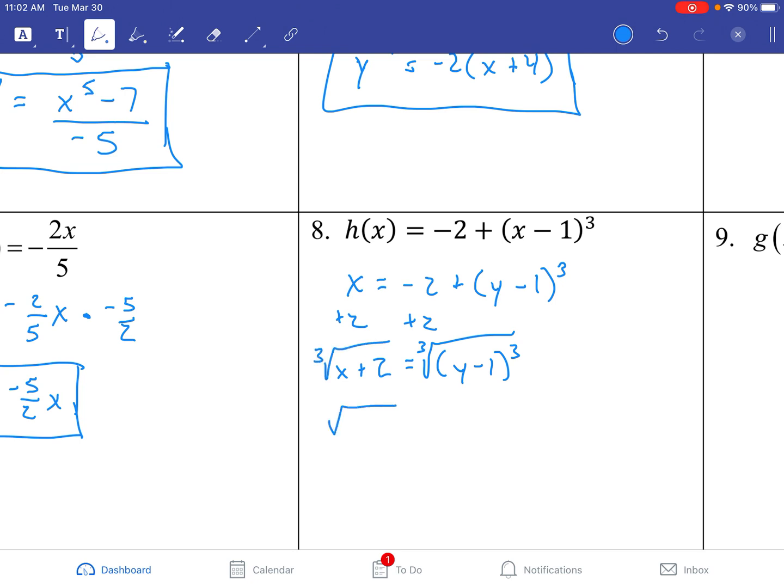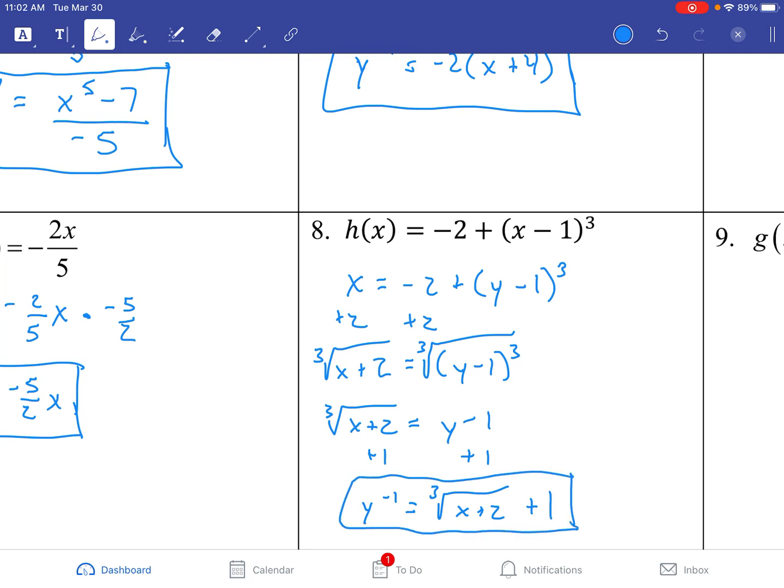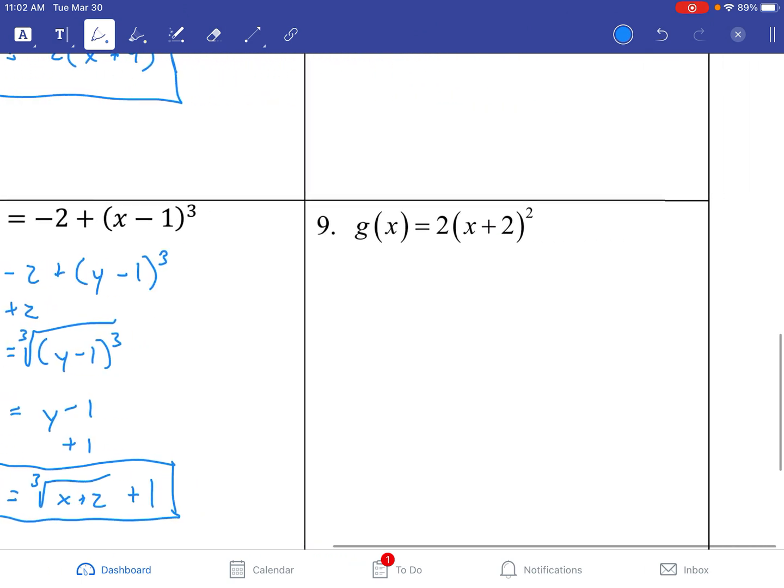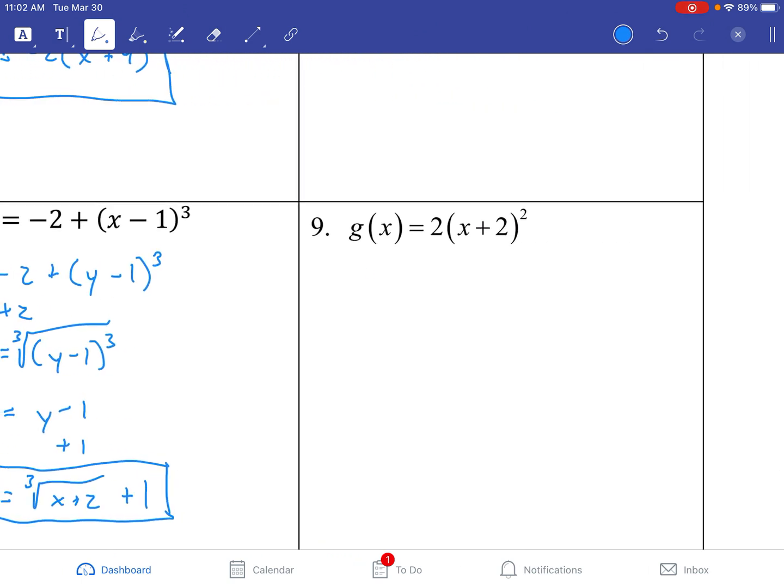So you have the cube root of x plus 2 is equal to y minus 1. And last step is you add 1 to both sides. So the inverse, y, will be the cube root, that's ugly, cube root of x plus 2, plus 1 on the outside of the radical sign. All right, last one. Switch the x and the y. I did it again. Sorry about that.